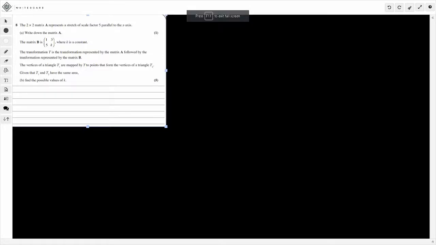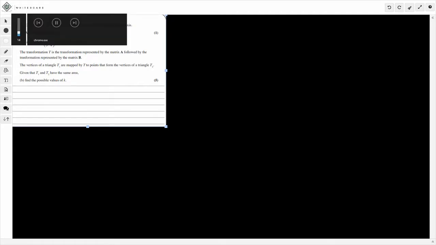Moving on to question 8 now from the Core Pure CrashMaths paper. We're dealing with matrix transformations here. So question 8, part A, we have to write down the matrix A, which is a 2 by 2 matrix, which represents a stretch of scale factor 5 parallel to the x-axis. And it's only one mark, and really you just need to know the matrix for this.